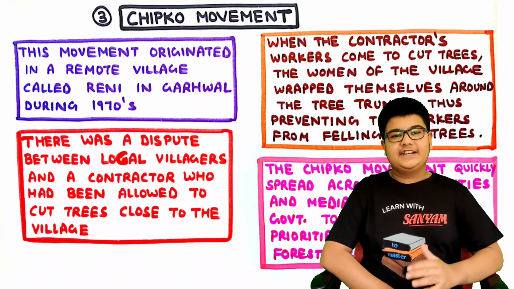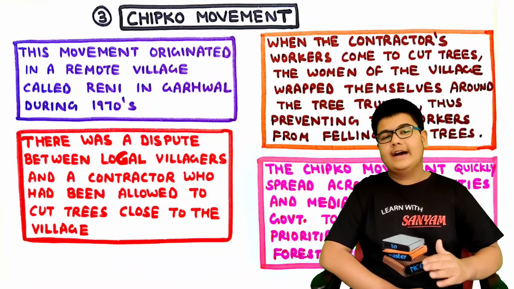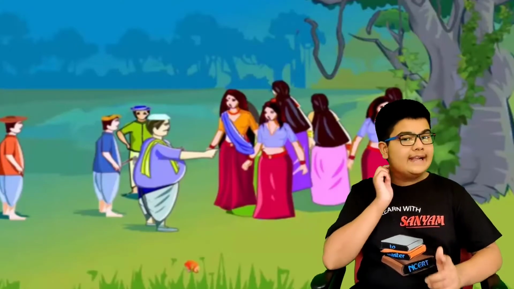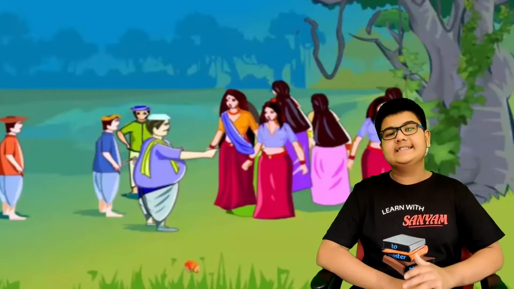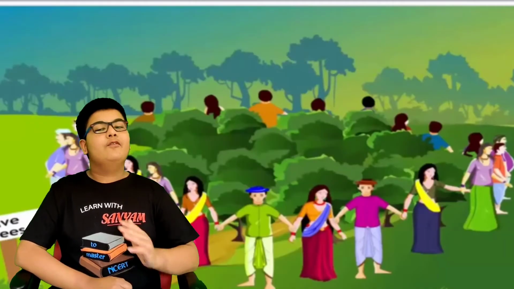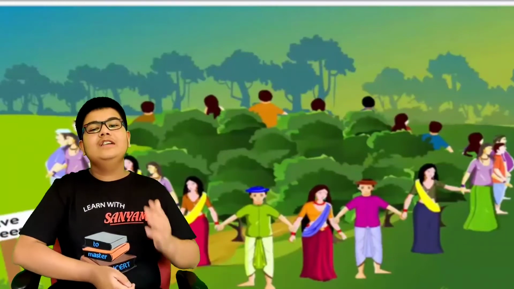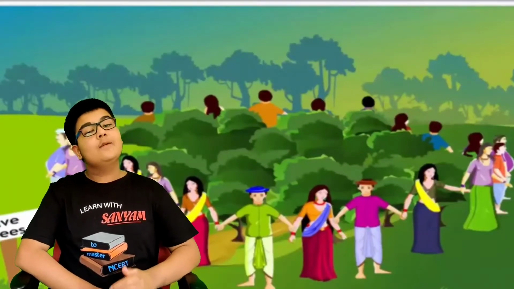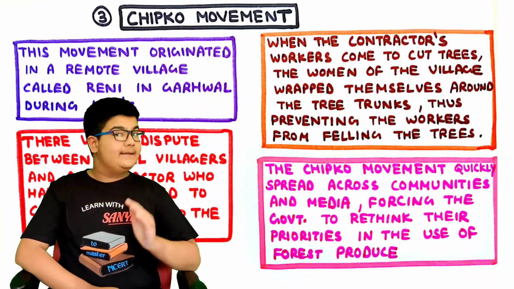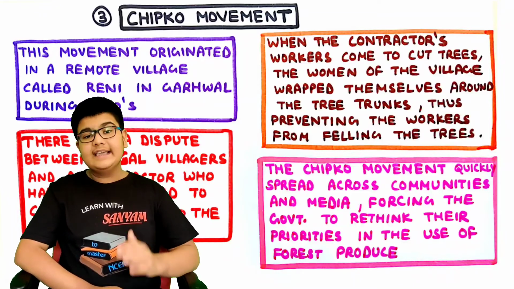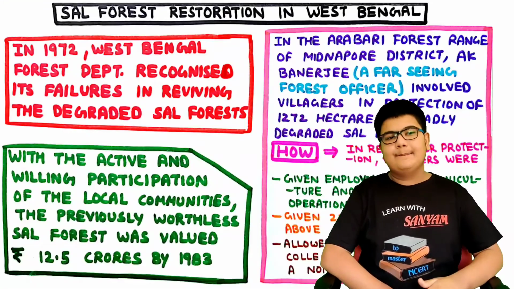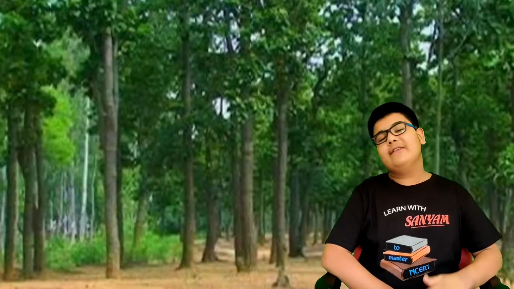Third, the famous Chipko Movement. This movement originated in a remote village called Reni in Garhwal during the 1970s. There was a dispute between local villagers and a contractor who had been allowed to cut trees close to the village. When the workers of the contractor came to cut trees, the women of the village wrapped themselves around the tree trunks, thus preventing the workers from cutting the trees. The Chipko movement quickly spread across communities and media, forcing the government to rethink their priorities in the use of forest produce.